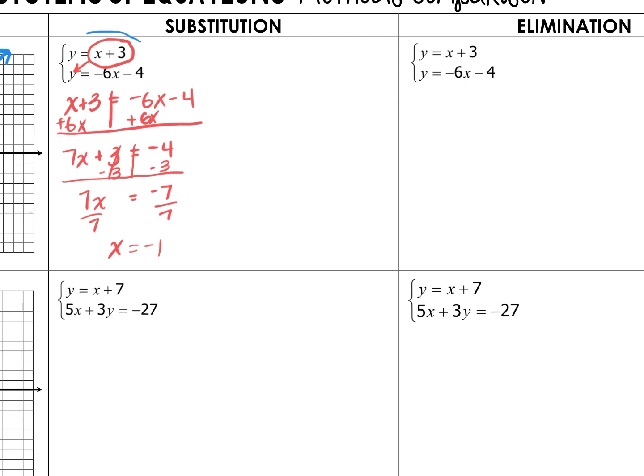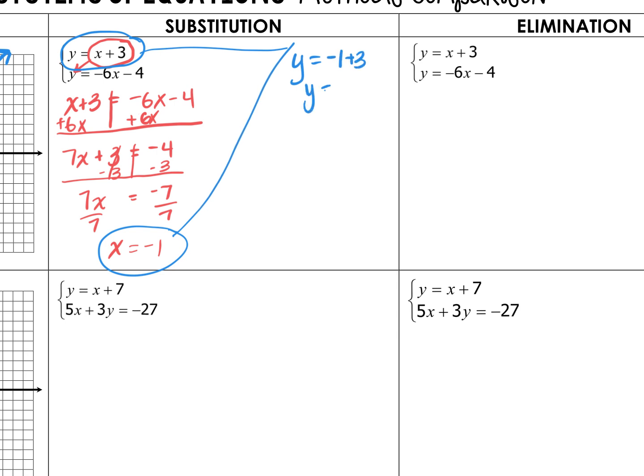So then I'm going to take this equation. It doesn't matter which one I take, but I'm just going to take the top one because it's easier, I think. And I'm going to go y equals, well now x is -1, plus 3, so y equals 2. So my solution is -1, 2. Does that match what I got in the first one? Yep. Any questions on substitution? No. Okay, now we're going to do this same problem with elimination.